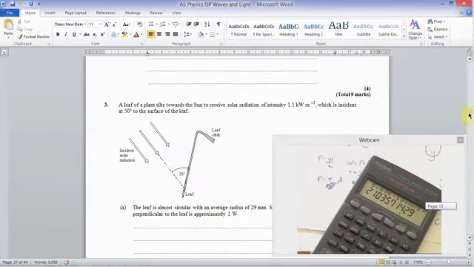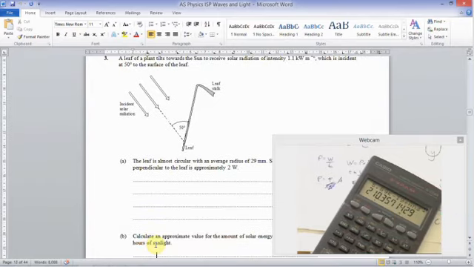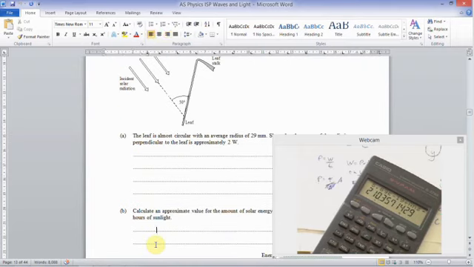Right, question 3. So you've got a leaf, it's tilted towards the sun, it's receiving solar radiation of 1.1 kilowatts per meter squared. So I automatically turn that into watts per meter squared. We know we want it in watts per meter squared. You've also got this angle of 50 degrees in there as well, which is going to probably become important at some point. The leaf is almost circular.